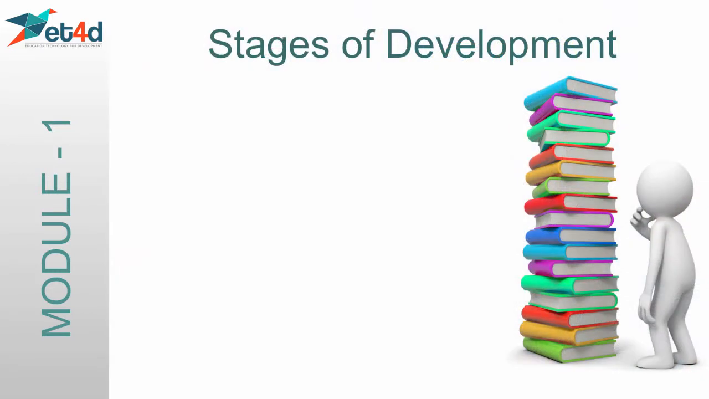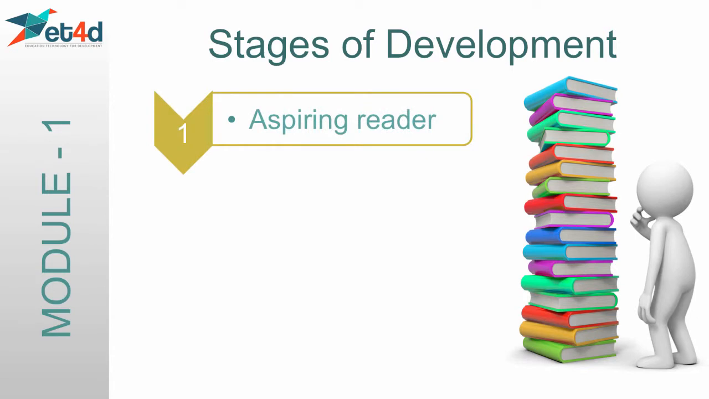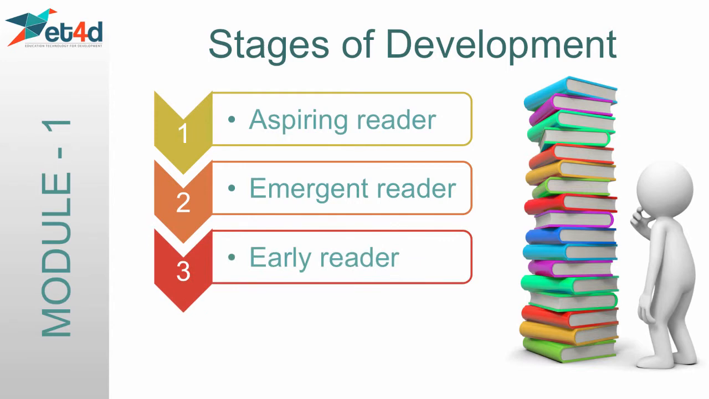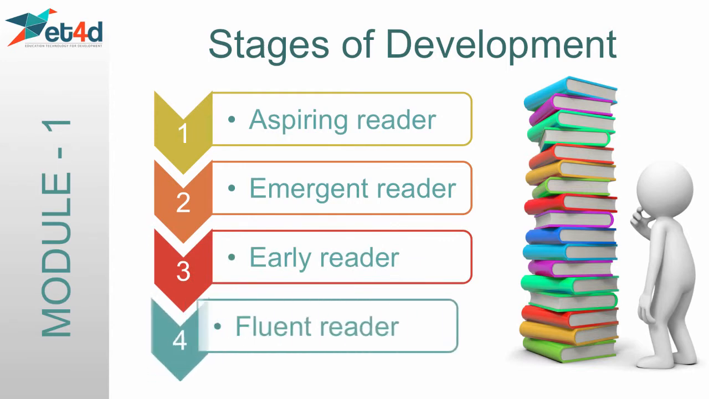MoToLi Library has been set up with 4 levels of difficulty, which correspond to 4 stages of reading fluency development. 1. Aspiring reader. 2. Emergent reader. 3. Early reader. 4. Fluent reader.